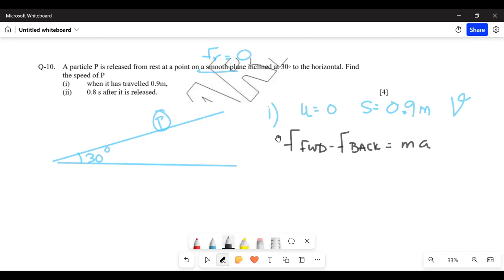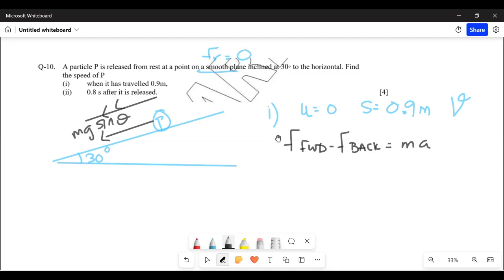There's no forward force. No, in fact, it is going downwards. So the forward force is going to be mg sine theta, the component of the weight down the slope. There's no backward force though, because the friction is 0. And another component of the weight is mg cos theta, and opposite to that, there's the normal contact force, which is represented by R.